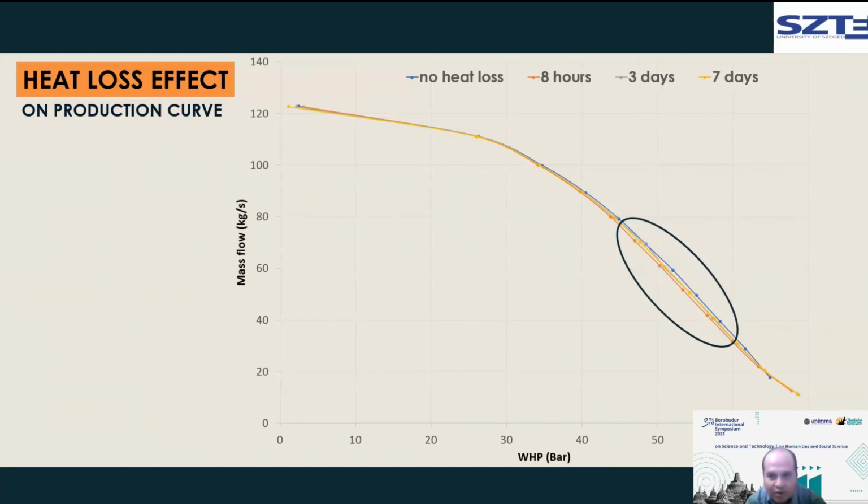The heat loss effect on productivity is not too significant, as we can see the difference on the curve is quite small. The curve from the earlier time to the longer production time also seems to be gradually approaching the curve with no heat loss consideration as the baseline.